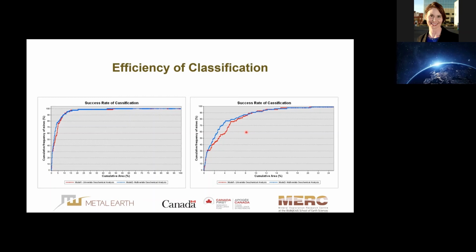And this is just a detail where we look at the 2 models, the univariate geochemical analysis where we use the individual elements, and the multivariate model where we use the principal components. And you can see that the model using the principal components is a slightly better performer, because roughly 80% of the VMS occurrences are predicted in about 5% of the area, where in this case for the univariate analysis, we're predicting in about 8% of the area. So these efficiency curves are very, very useful.